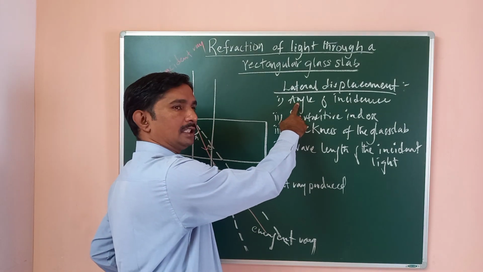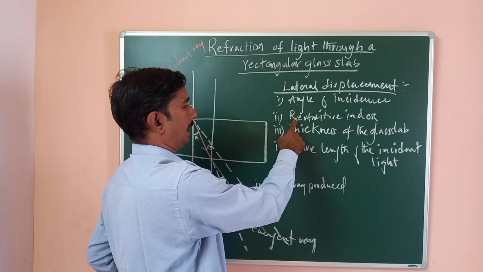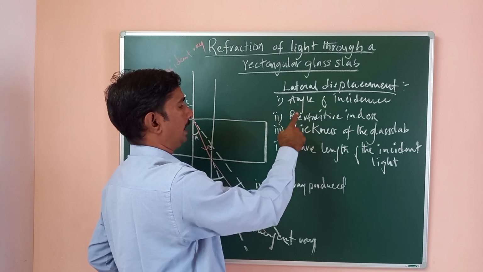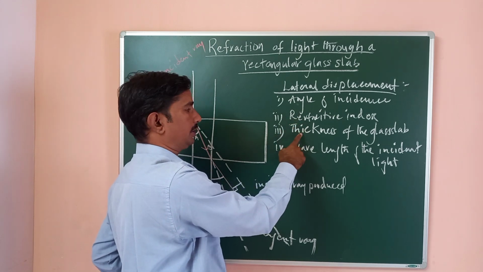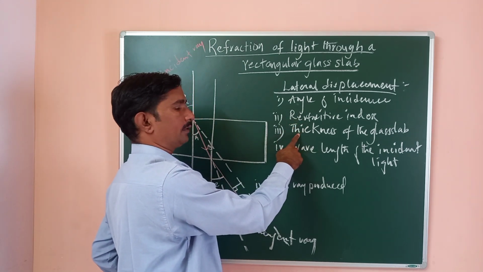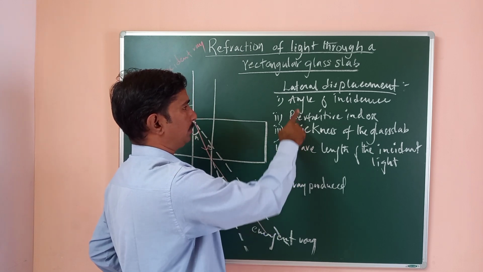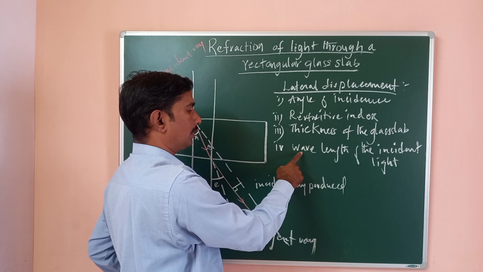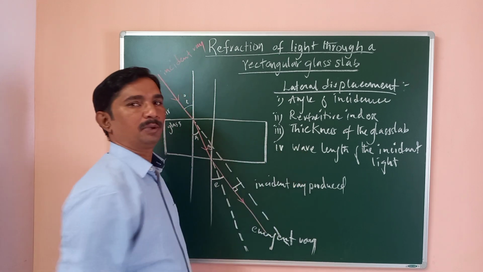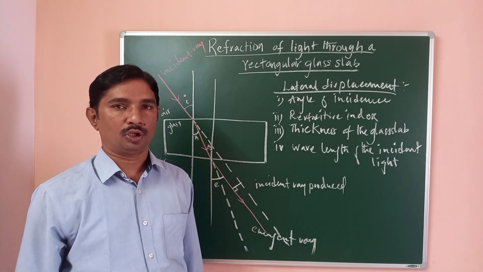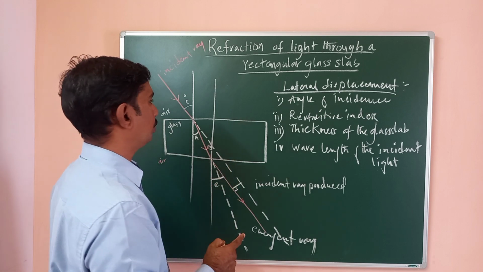The greater the angle of incidence, the greater the lateral shift. The greater the refractive index of the glass slab, the greater the shift; the lesser the refractive index, the lesser the shift. The greater the thickness of the glass slab, the greater the lateral displacement. The greater the wavelength of the light used, the lesser the lateral displacement. These are the factors on which the lateral displacement or lateral shift depends.